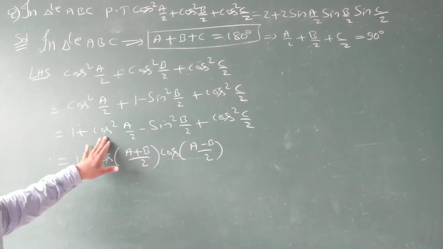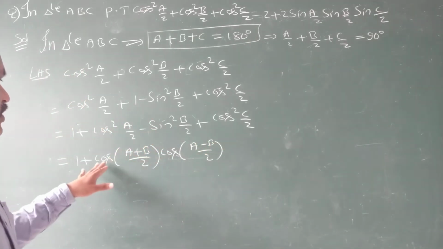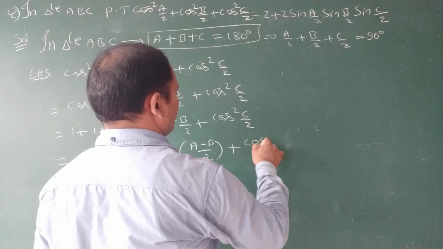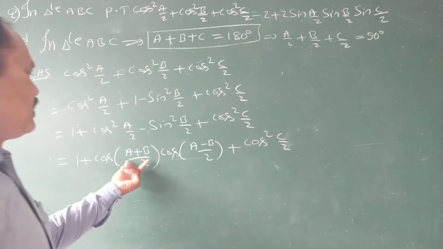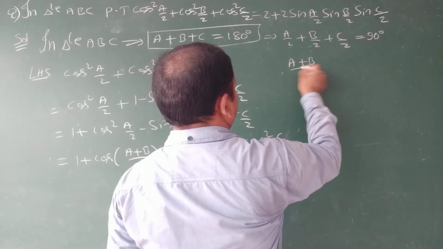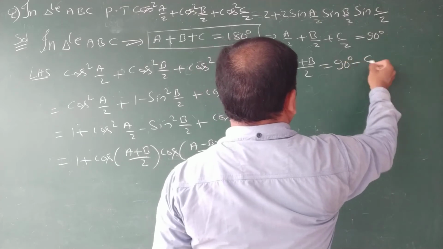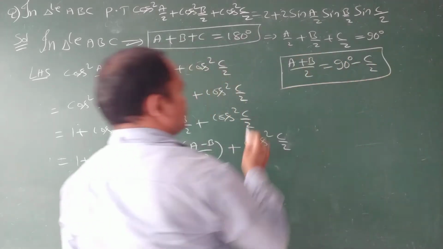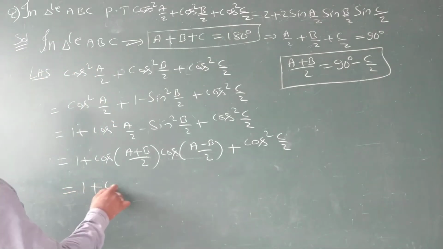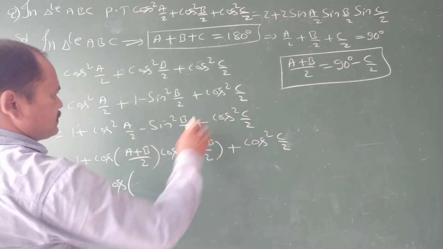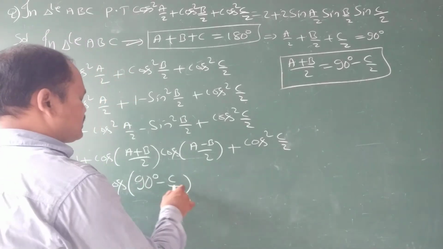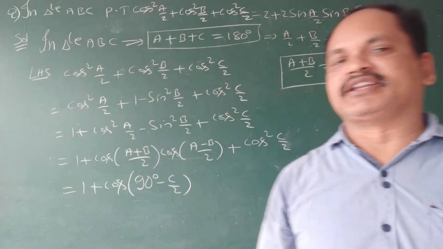According to the formula, cos square A minus sin square B is nothing but cos A plus B into cos A minus B, plus cos square C by 2. Now in place of A plus B by 2 we have to write 90 minus C by 2, since A plus B by 2 is equal to 90 minus C by 2. Now substitute here: 1 plus cos 90 minus C by 2 into cos A minus B by 2.